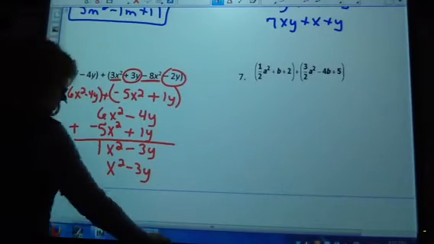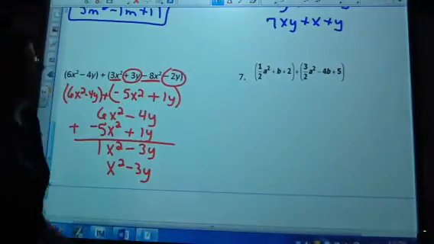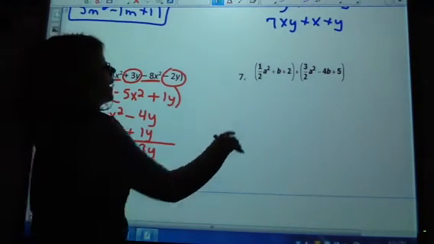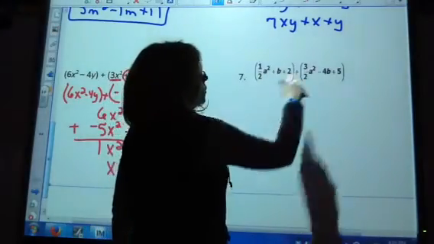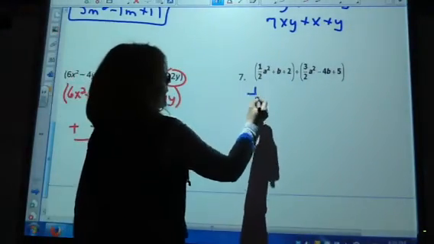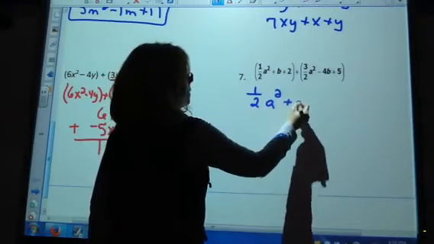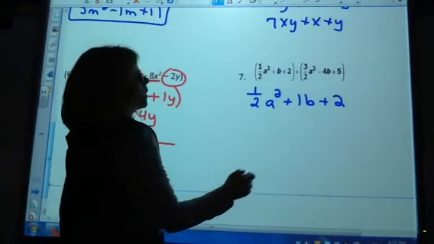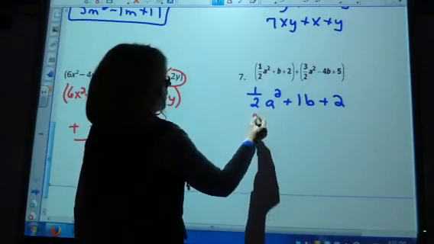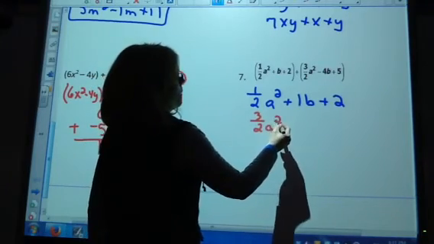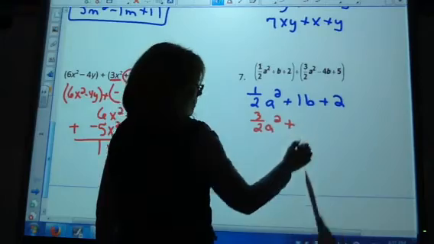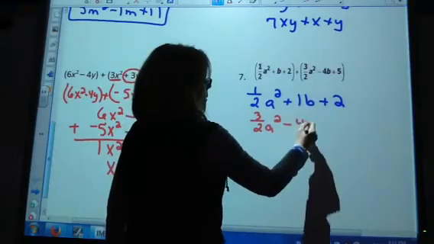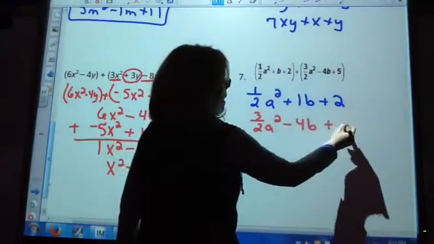Okay. Now you're probably thinking, oh, Miss McCrory, got fractions here. Guys, don't let the fractions scare you, okay? All right, so what we have here is a trinomial, add a trinomial. So we have 1/2 a squared plus 1b plus 2. All right, let's line up our like terms. A squared goes with the 1/2, so that's 3/2 a squared. Negative 4b goes with the positive 1b. And then the 5 goes with the constant 2.